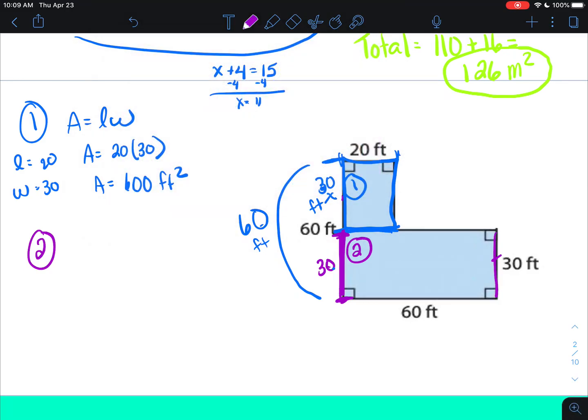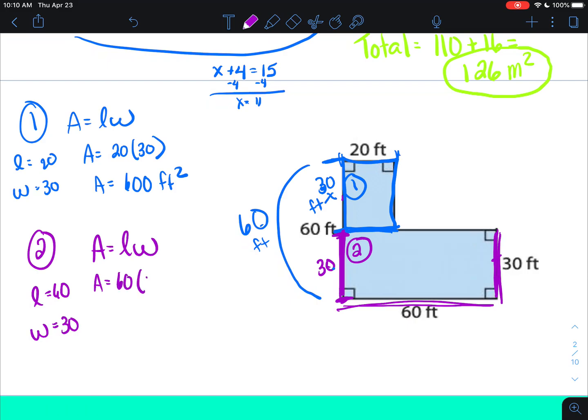So now we have to do the purple rectangle. And if you want to use different colors on your notes, go for it. I love adding color, it just makes it a little bit more exciting. So we have another rectangle, area is length times width. We need to figure out our length and our width. So this one we actually don't need to do any figuring out. They just give it to us. So the length right here is 60 and our width is 30.